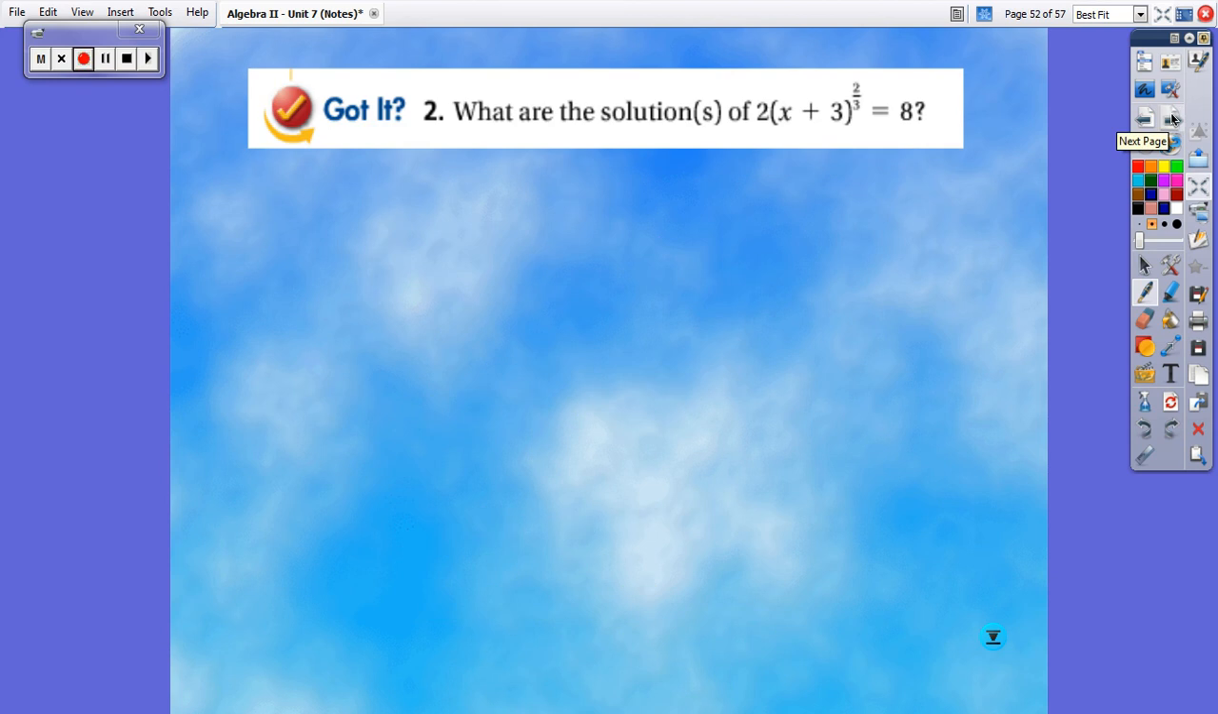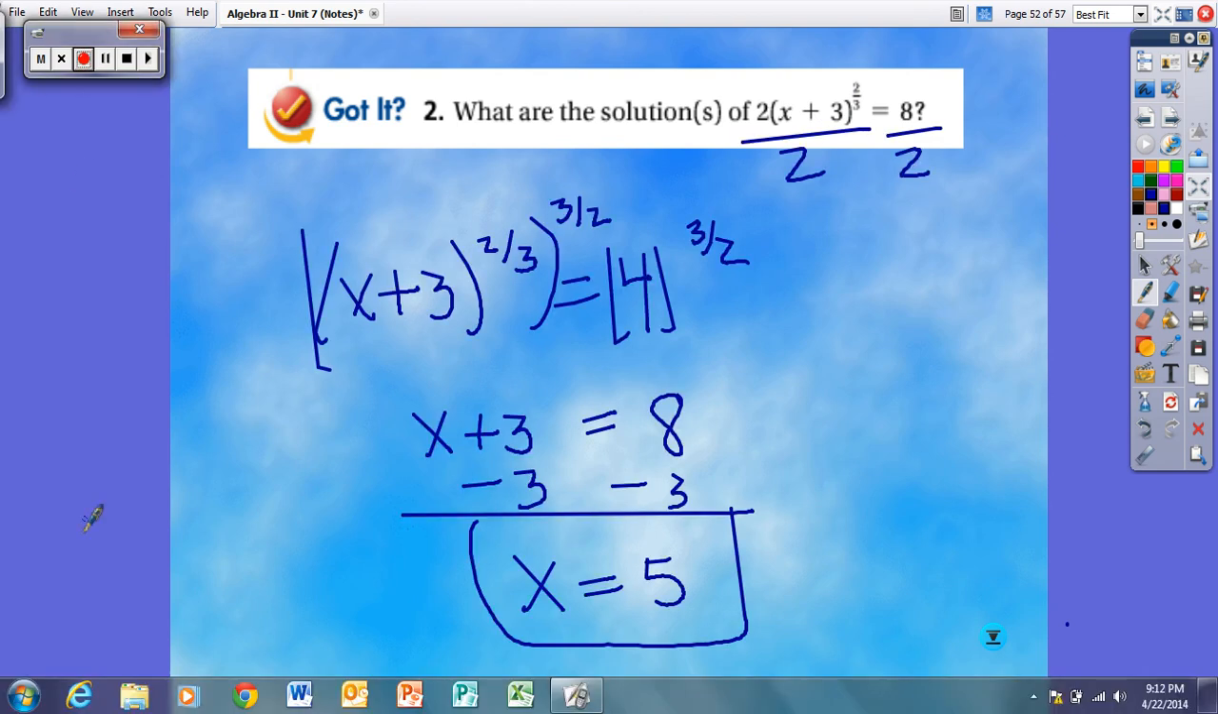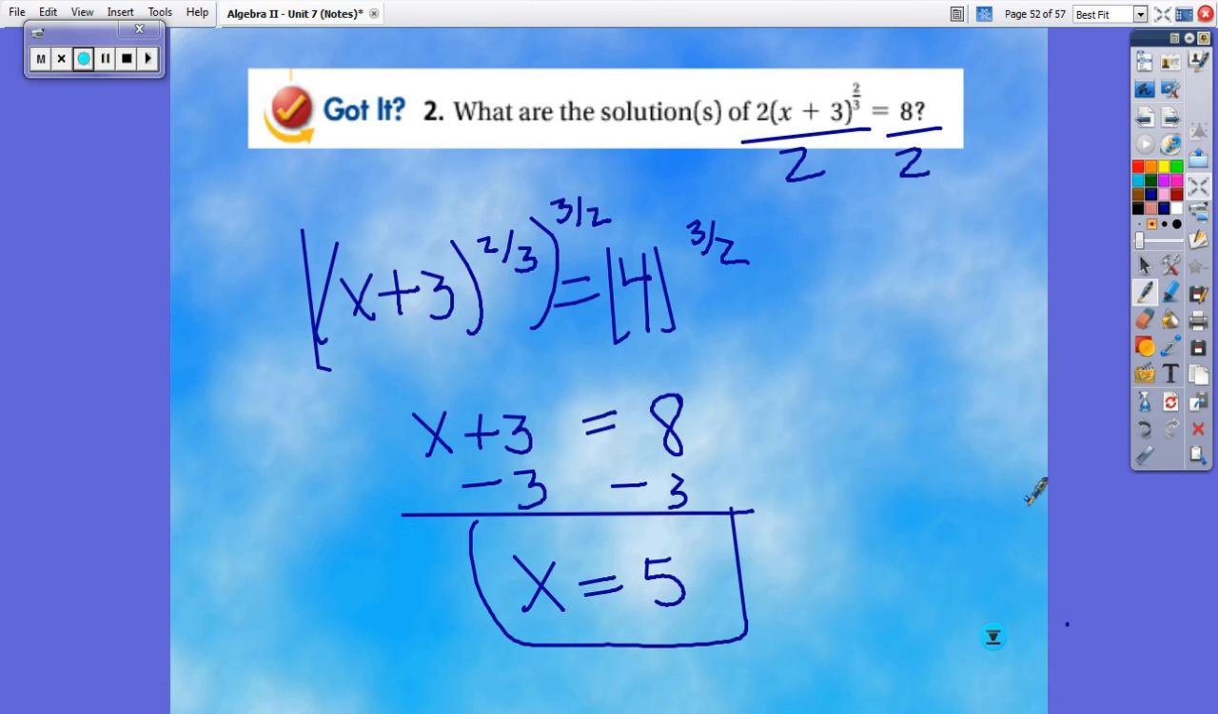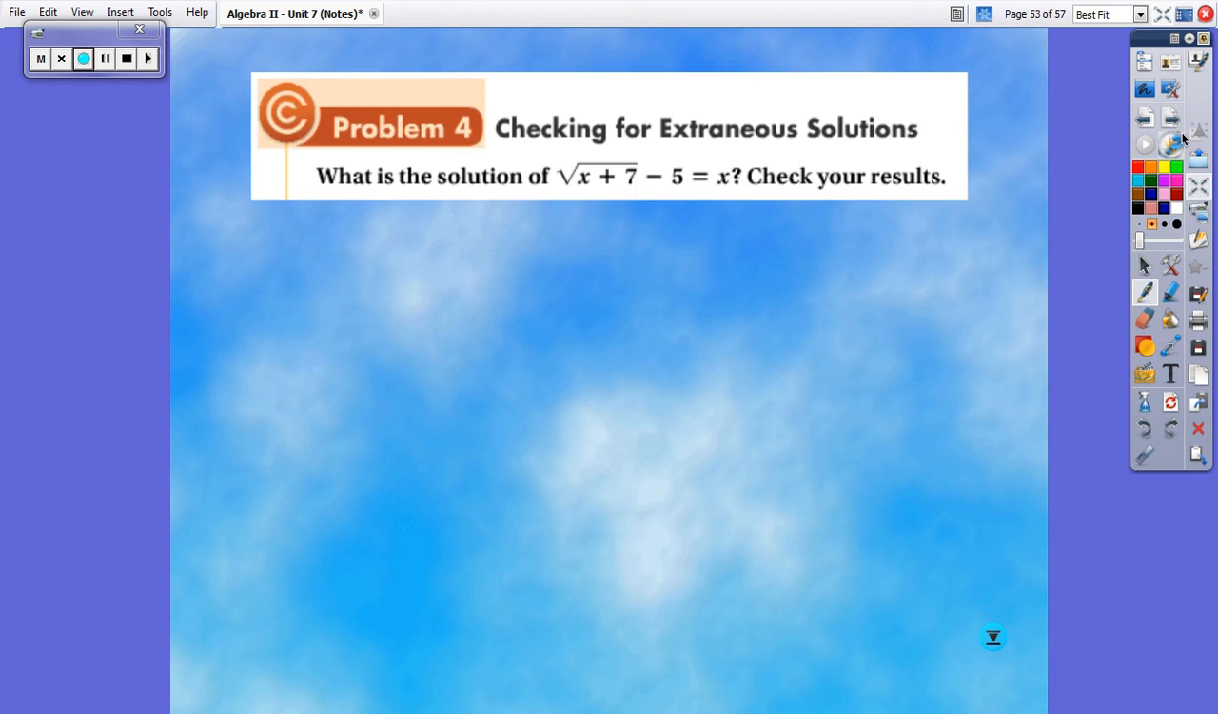And take a second and try this one as well. Remember, this one's already written for you with a rational exponent, so this one should be actually a little bit easier than that first problem. Take a second to try that. And hopefully you got x is equal to 5 when you did that problem out.